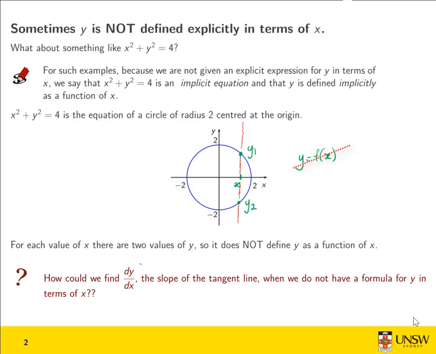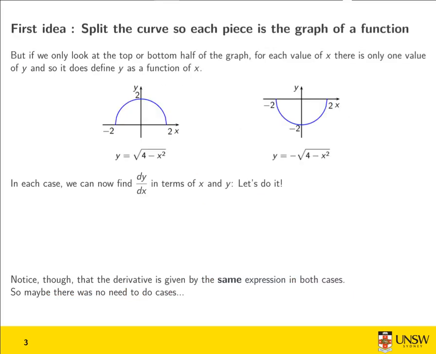Say we're interested in finding the slope of the tangent line, because clearly we can draw a tangent line. This tangent line must have a slope. The way we found it so far was to find this derivative. But how can we do that if we don't have a formula for y in terms of x? There is something we could try.